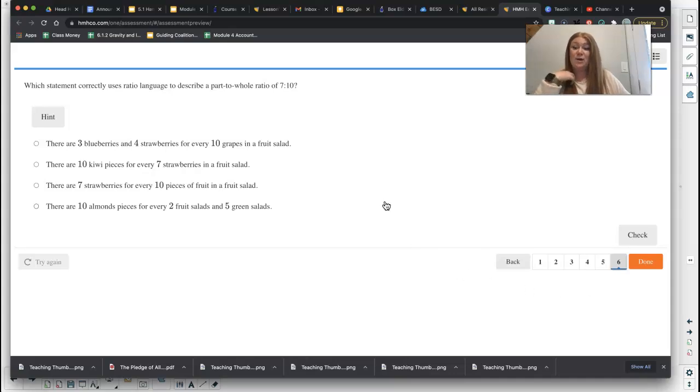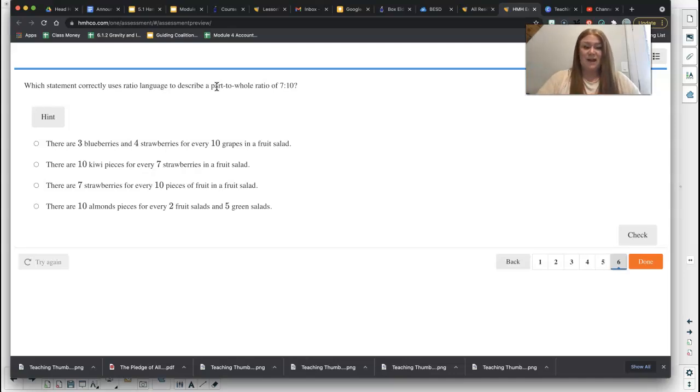And our last one on your own says, which statement correctly uses ratio language to describe a part to whole? So part of it to the whole thing of 7 to 10. So there are 3 blueberries and 4 strawberries for every 10 grapes. So this should be 1 part. And when we put all the parts together, we get a whole. So it shouldn't be both parts together. 1 part.